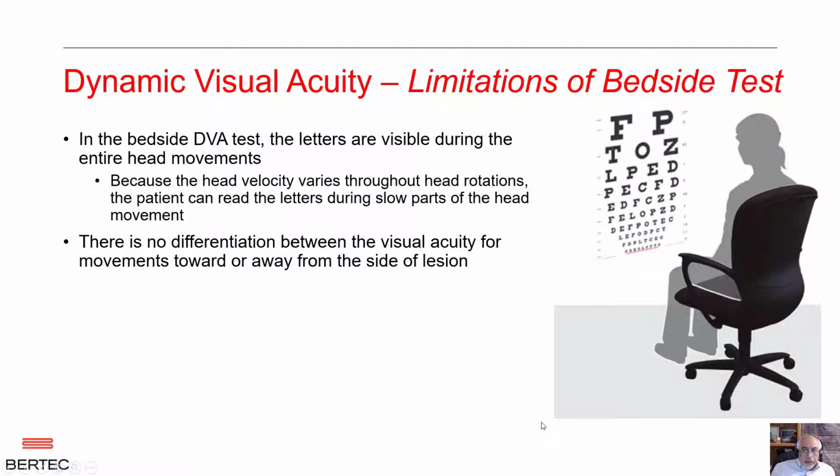There are a few limitations associated with the bedside DVA test. One of the major limitations is that the letters are visible during the entire head movement. Because the head velocity varies throughout the head rotation, the patient can try to read the letters during the slow parts of the head movement. The other limitation is that the bedside test does not differentiate between the visual acuity for movements toward or away from the side of lesion. As you saw before, there's a difference in the dynamic visual acuity for the two sides in patients with the unilateral vestibular loss.